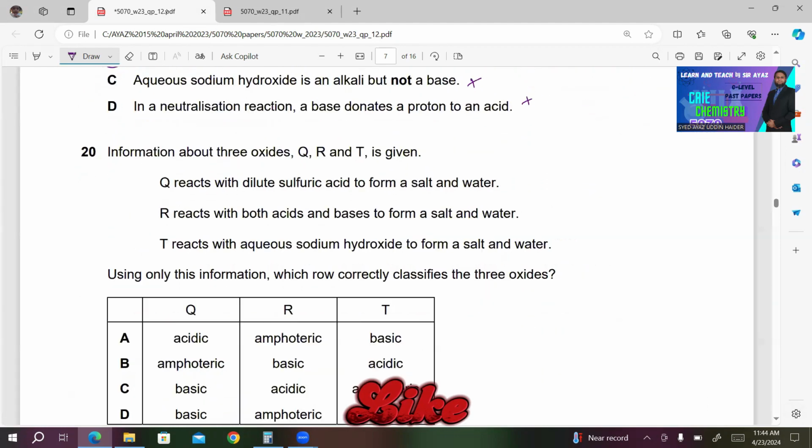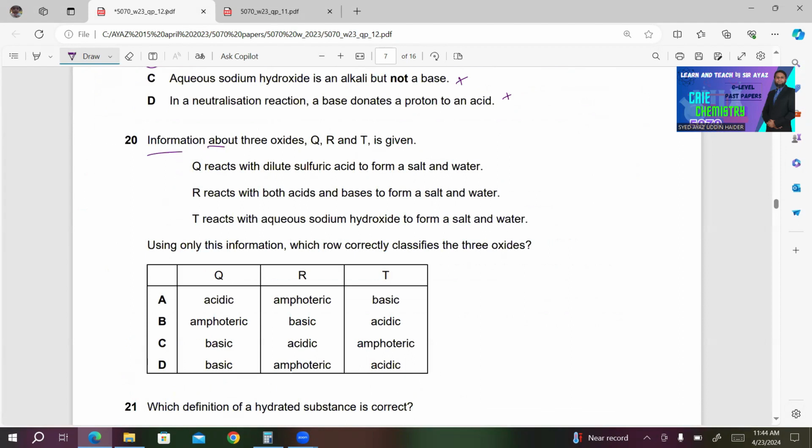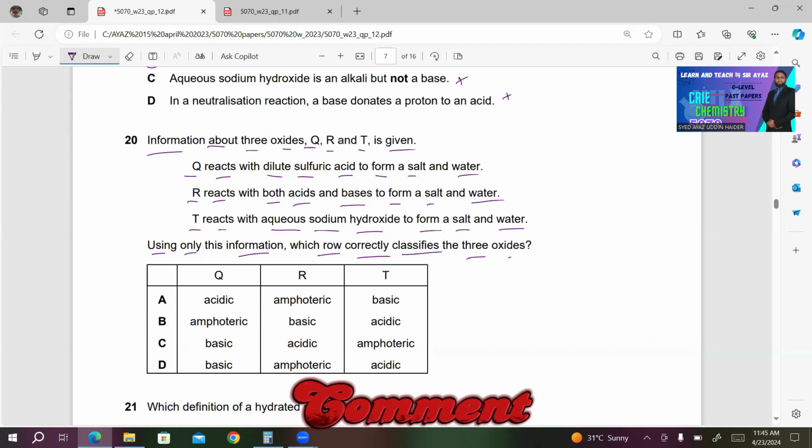Number 20. Information about three oxides Q, R, and T is given. Q reacts with dilute sulfuric acid to form a salt and water. R reacts with both acids and bases to form a salt and water. T reacts with aqueous sodium hydroxide to form a salt and water. Using only this information, which row correctly classifies the three oxides?